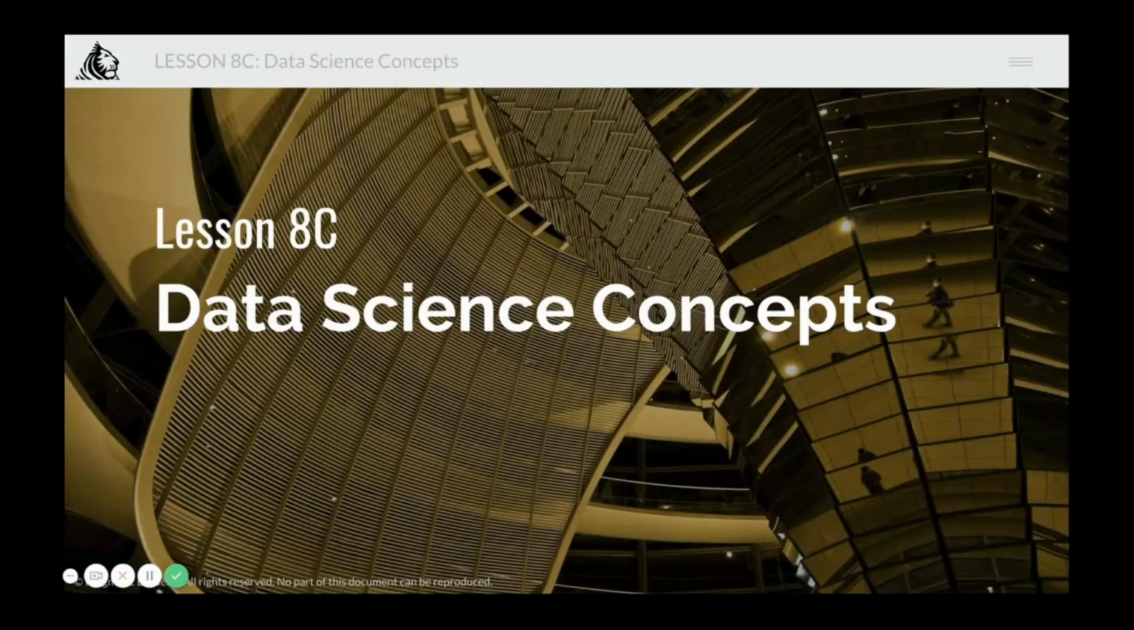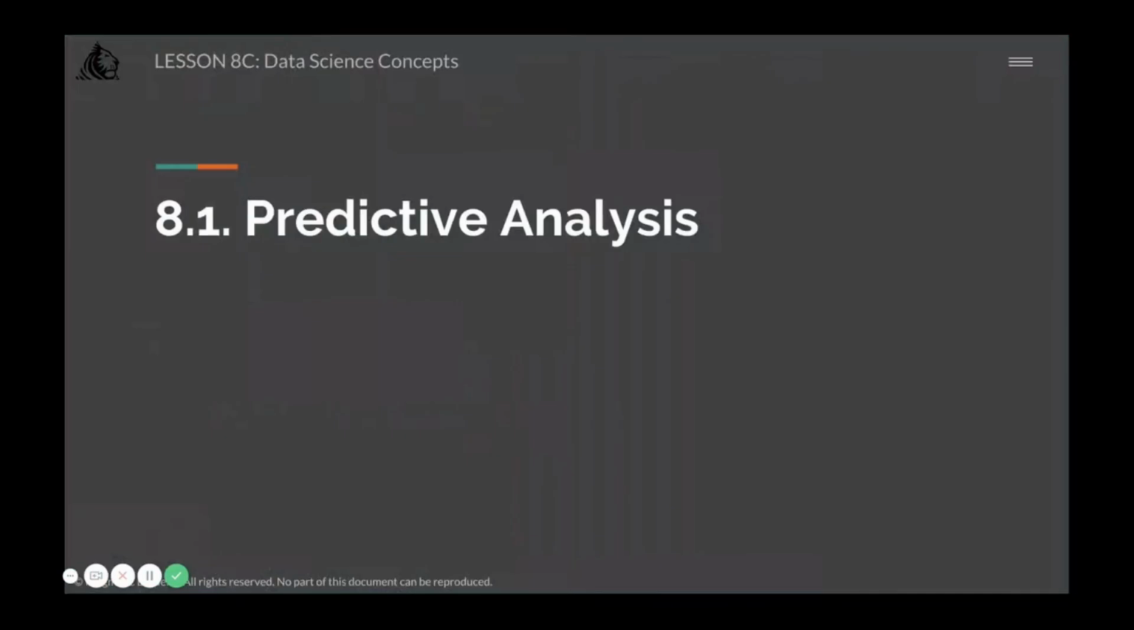So in this unit, I'm going to cover some of the data science concepts that are important for you to understand. So number one is predictive analysis. Okay, what is predictive analysis and how can you use it?